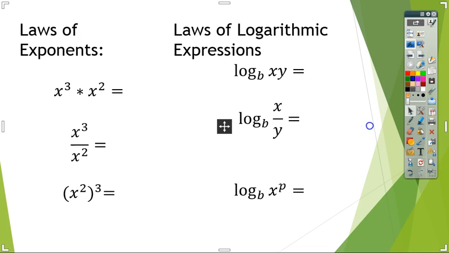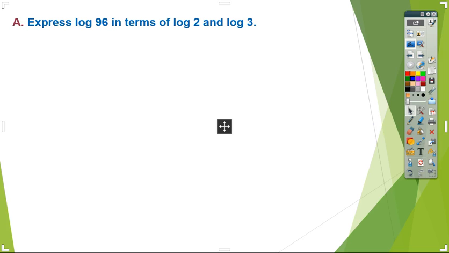Okay, so our first example is express log of 96 in terms of log of 2 and log of 3. Well, what I do in this one is I say this is going to be log, and I could break 96 into a couple of different things. If I divide by 3, it's 3 times 32. And what's 32? This is where I'm going to cheat a little bit, and I know 32 is really 2 to the fifth power. Okay. So I want to express these in terms of log 2 and log 3.